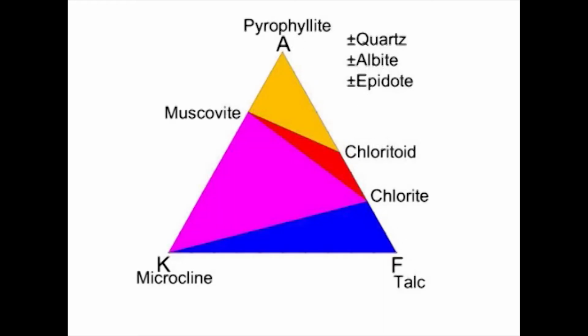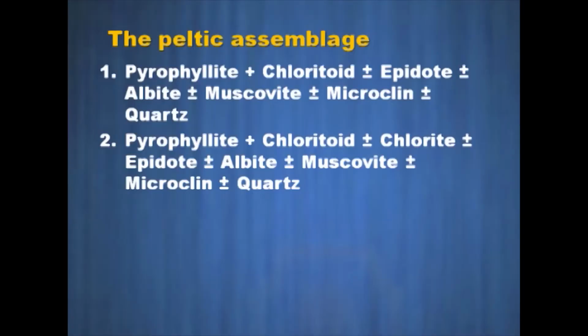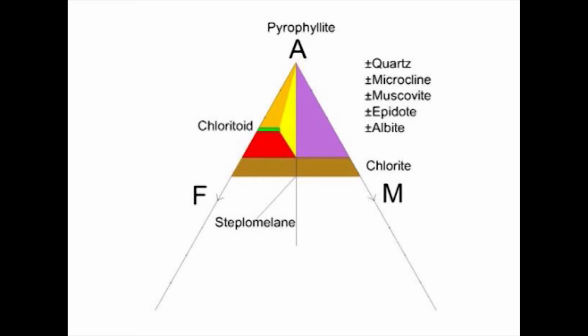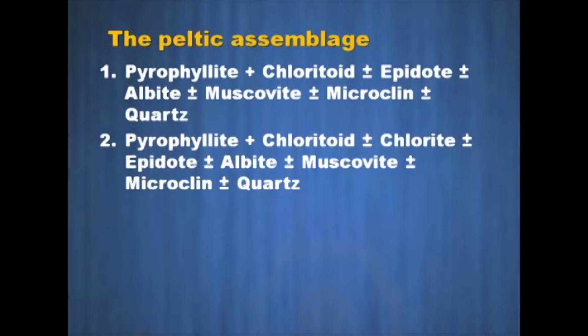The pelitic assemblages are, first, pyrophyllite plus chloritoid plus epidote plus or minus albite plus or minus muscovite plus or minus microcline plus or minus quartz. The rock may be phyllite or schist depending upon the structure present. Second, pyrophyllite, chloritoid plus or minus chlorite plus or minus epidote plus or minus albite plus or minus muscovite plus or minus microcline plus or minus quartz, may be again phyllite and schist.